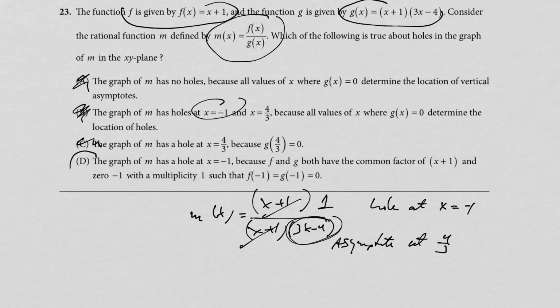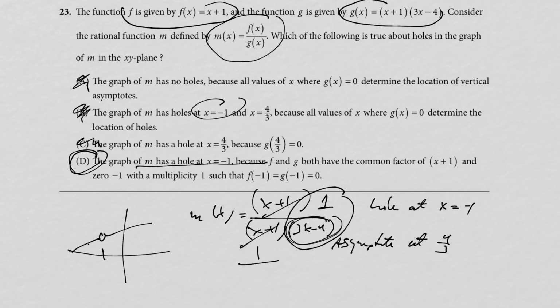Yeah, so it's this one. It has a hole at negative 1, because there's a common factor. So they don't want to know about the asymptote at all. So it's choice D. If you can cancel it out, it makes a hole. It means that at negative 1, it would look like that. If you plug negative 1 into this equation, you get 1 over negative 7. So it's actually down here. But that's what it would look like, whereas there's an asymptote at 4/3. So it might look something like that.